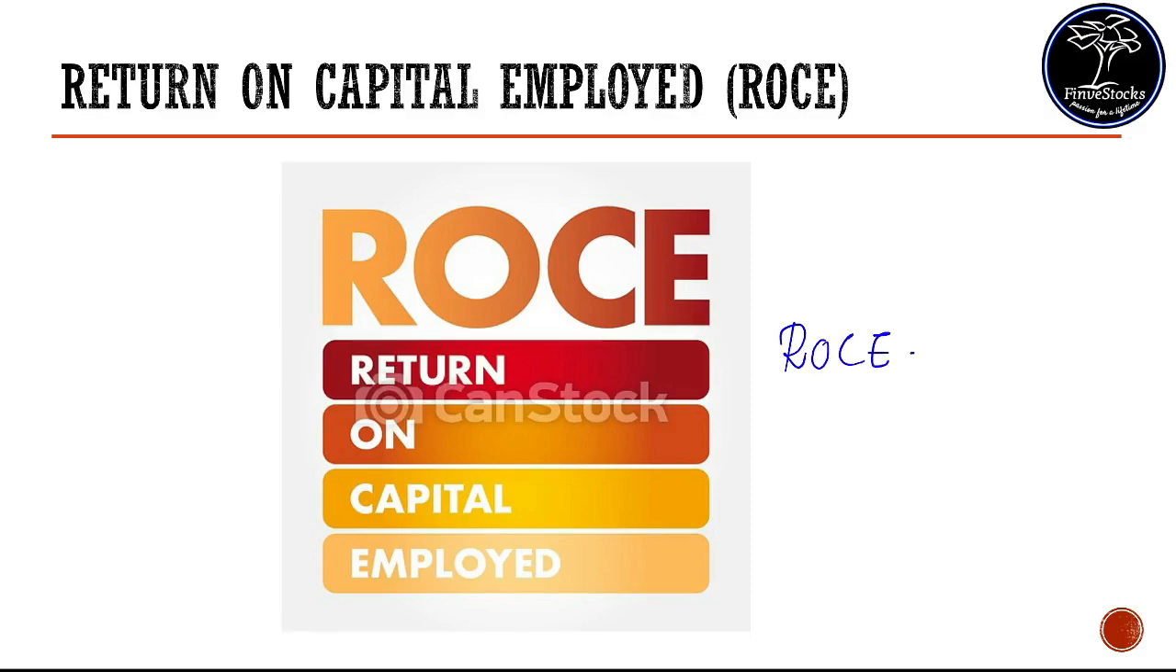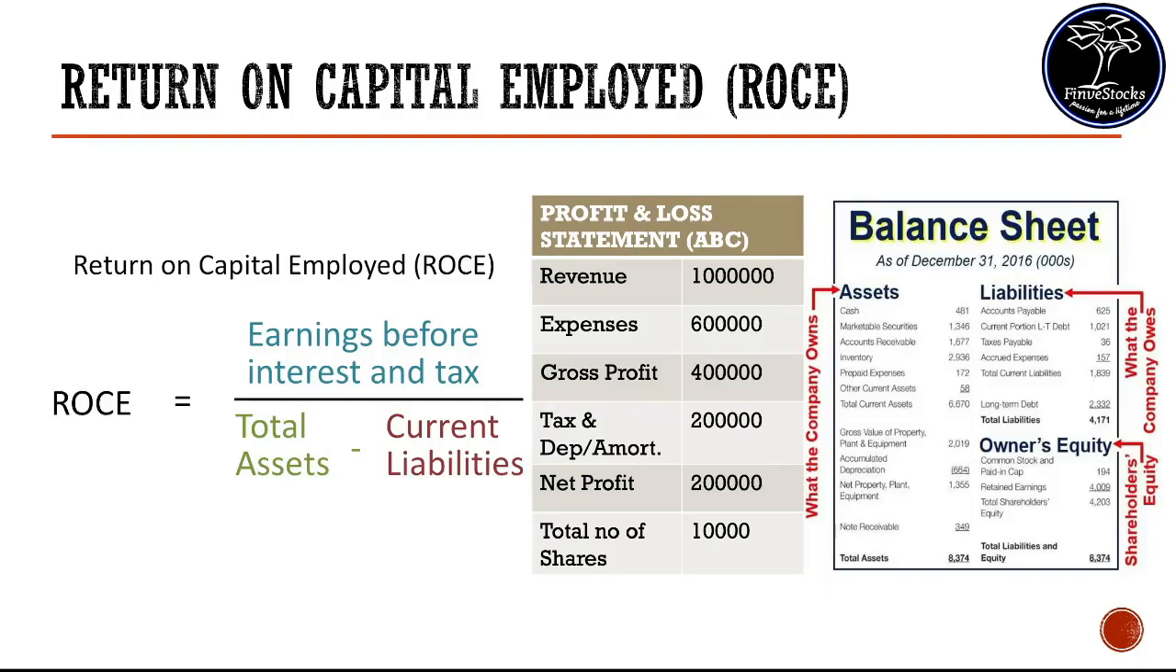So what is ROCE? ROCE, return on capital employed, indicates the profitability of a company taking into consideration the overall capital it employs. By definition, ROCE is EBIT, earnings before interest and taxes, upon overall capital. The overall capital is nothing but debt plus equity. So ROCE by definition is earnings before interest and tax upon total assets minus current liabilities. You can get earnings before interest and tax from the profit and loss statement, and total assets minus current liabilities from the balance sheet. So the ratio of these two will reflect the ROCE percentage.